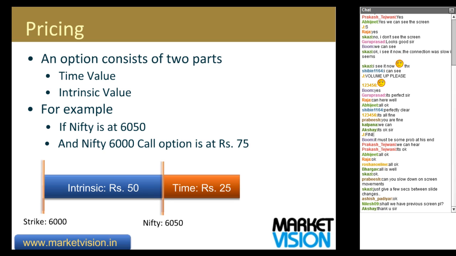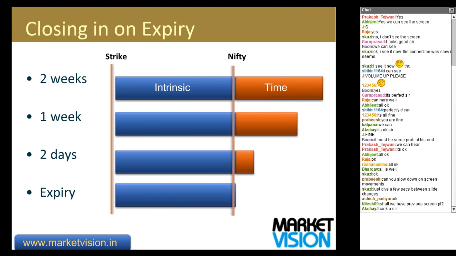So you've got intrinsic, you've got time, and obviously when you look at time value, it will deteriorate as you come closer and closer to expiry. Which means if you are maybe 20 days away, the time value might be significant in an option.